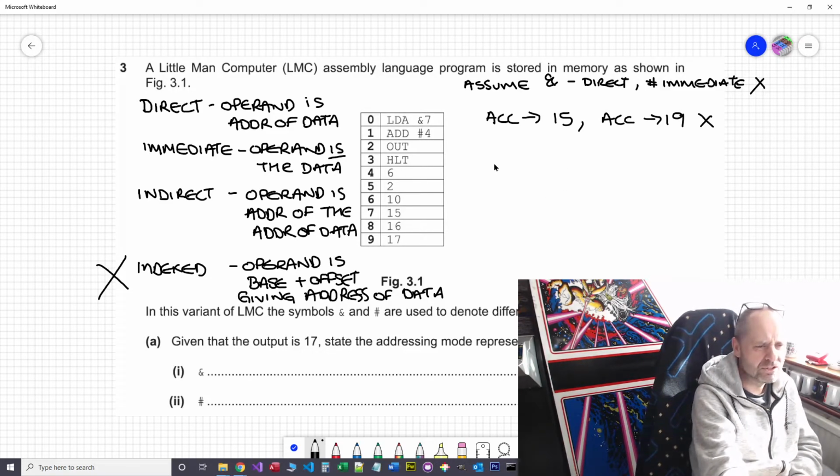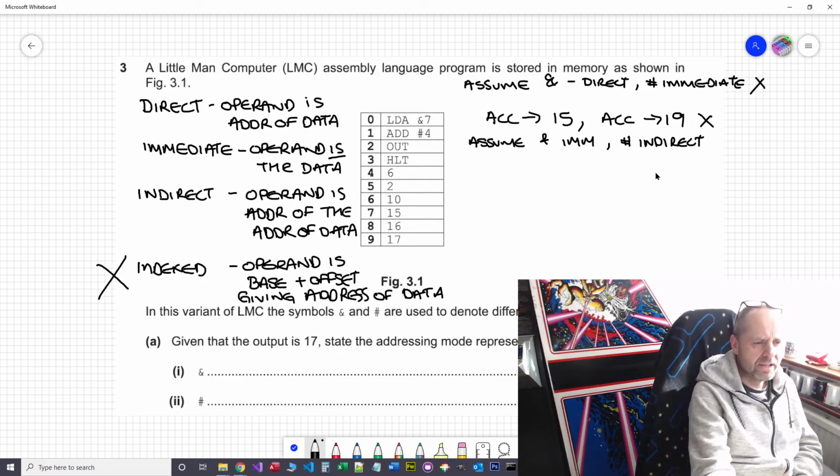So what I could do next is I could say, oh, wait, hang on then. Let's assume the ampersand is, what should we go for? Immediate. I'm just going to put immediate. And the hash is indirect. So I'm going to try that.